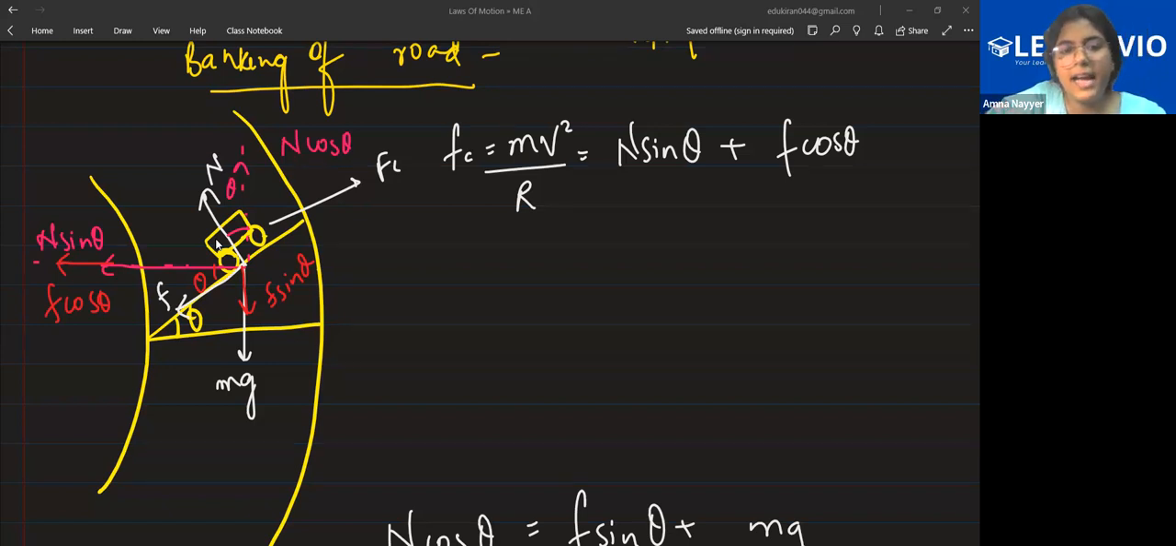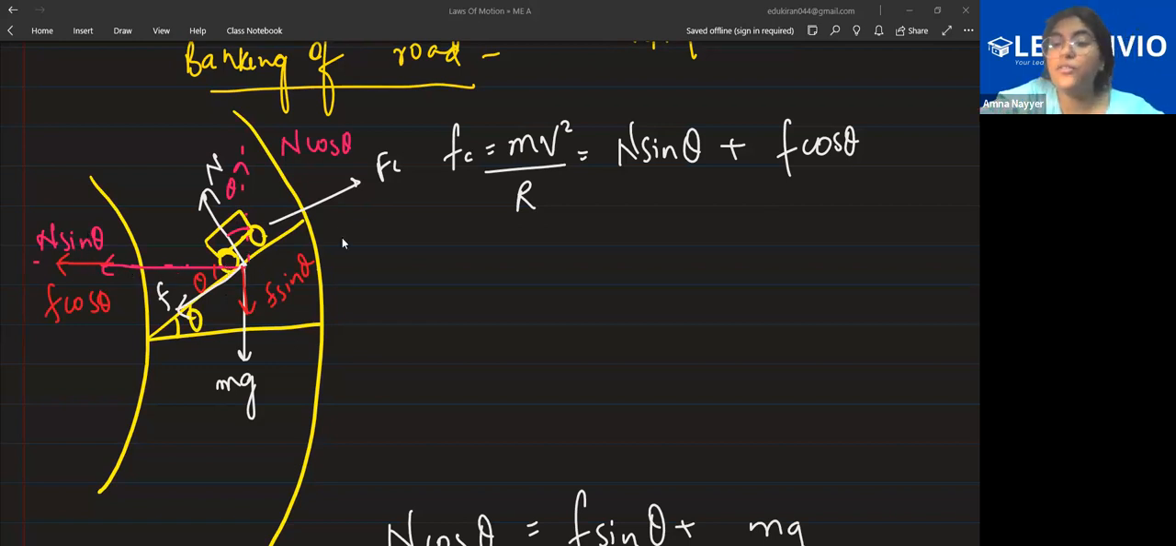Now see, the normal reaction. This angle is theta, the inclination. Both these angles are alternate angles, so this is theta. If this is theta, this becomes 90 minus theta. This again is 90, so this becomes theta. So just remember this is theta. All right, so this becomes n cos theta, because the axis has this angle, and the perpendicular component is n sine theta.